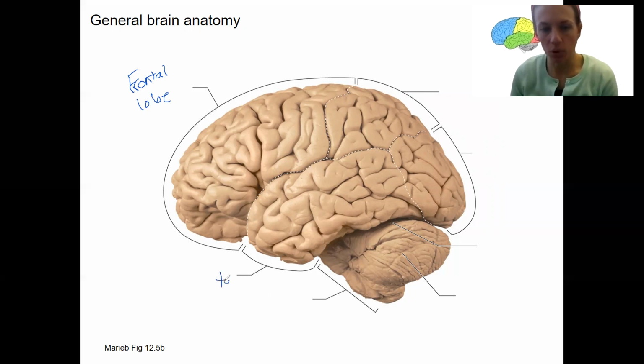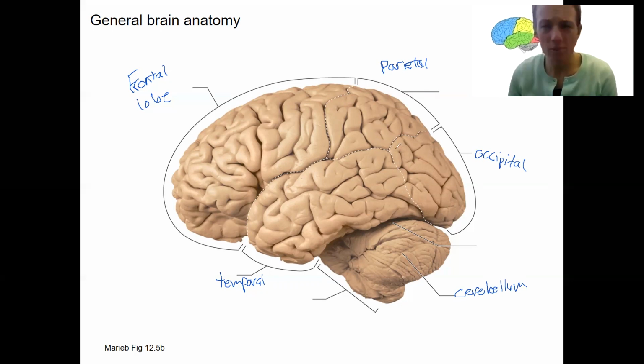Down here, we've got temporal. Again, this is the lobe. We've got occipital. We've got parietal. It's like your parents watching over you. This is the cerebellum versus the rest of this is the cerebrum. We'll come back to that.